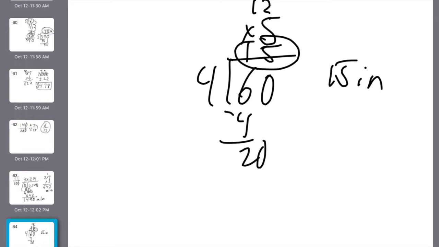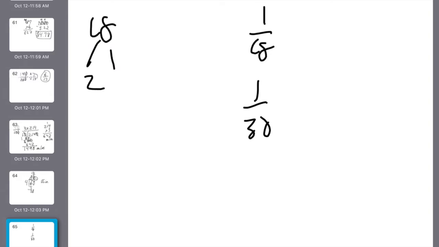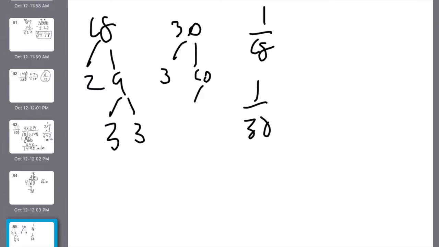Turning the page in my math book, number 7. Use prime factorization to subtract these fractions. Okay, guys, so this is something where I'm looking at 1/18 minus 1/30 and saying I don't know what the common denominator is. So I take 18, I divide it by 2 and 9 and 3 and 3. I take 30 and I chop it into 3 and 10. I take 10 and chop it into 2 and 5.